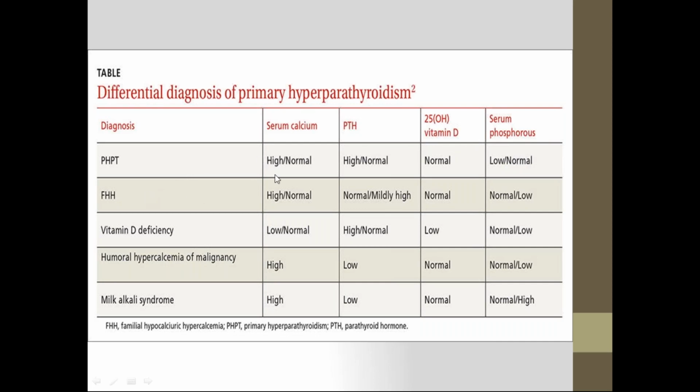In familial hyperparathyroidism, calcium levels are normal to high, parathyroid hormone is normal to mildly high, vitamin D is normal, and phosphate is normal to low. So this picture is almost similar to primary hyperparathyroidism. In vitamin D deficiency, serum calcium is low to normal. Parathyroid hormone is high because calcium is low, which stimulates parathyroid hormone release. That's why parathyroid hormone is on the higher side. Here vitamin D levels are low and phosphate is normal to low.